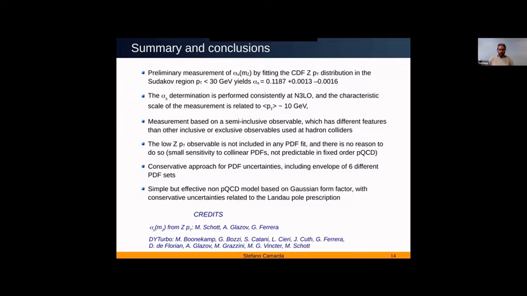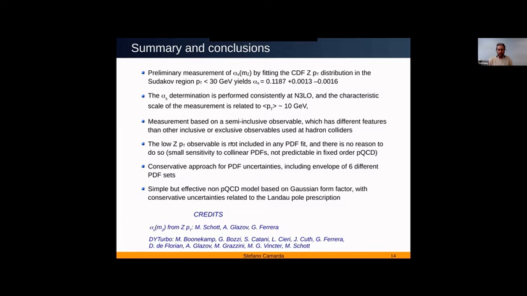The result is 0.1187 with a little bit more than a 1% uncertainty. The determination is performed consistently at N3LL, and I would say that the characteristic scale of the measurement is related to the average value of pT of the Z-boson transverse momentum, that is something at the level of 10 GeV. This measurement is based on a semi-inclusive observable. I think this is maybe the first time at hadron colliders. It has different features than other inclusive or exclusive observables, so it's, I think, an interesting thing to explore.